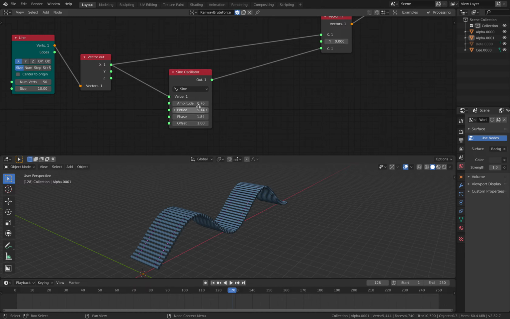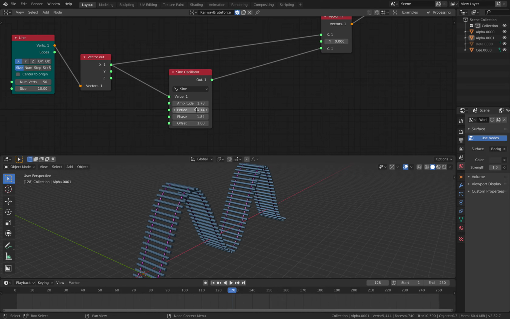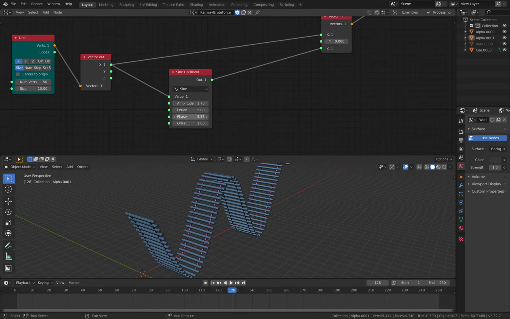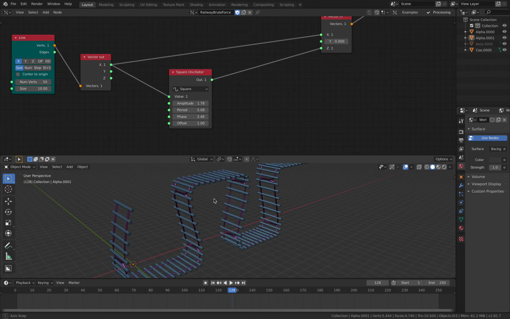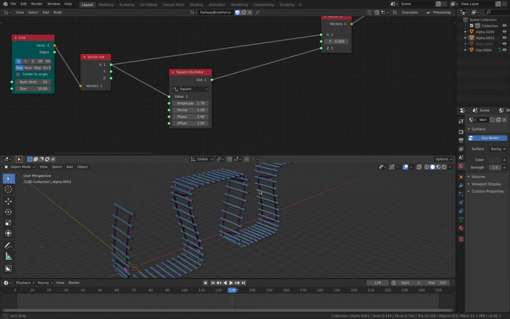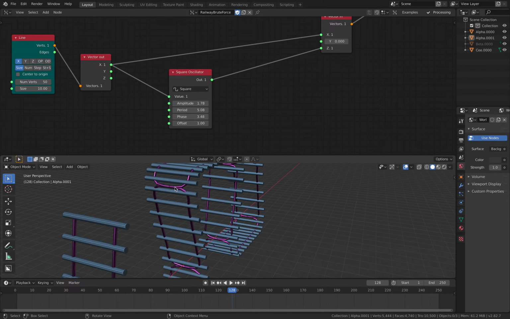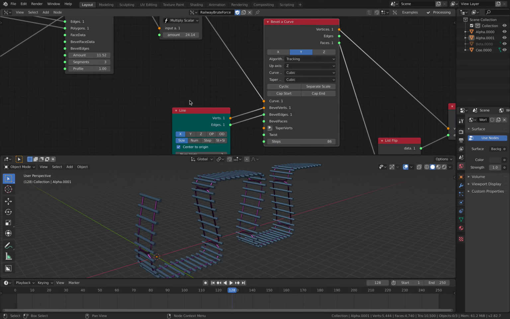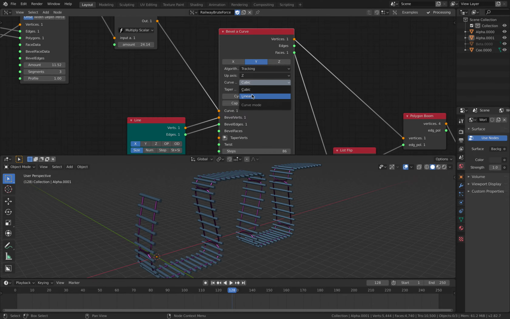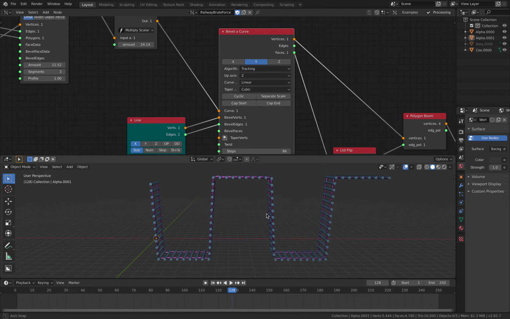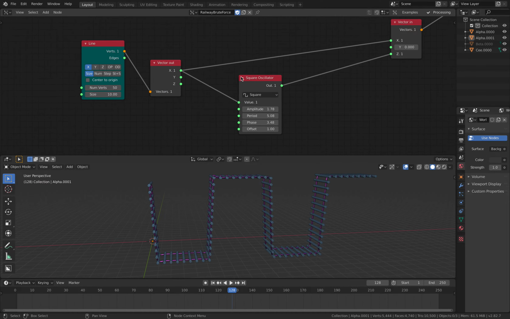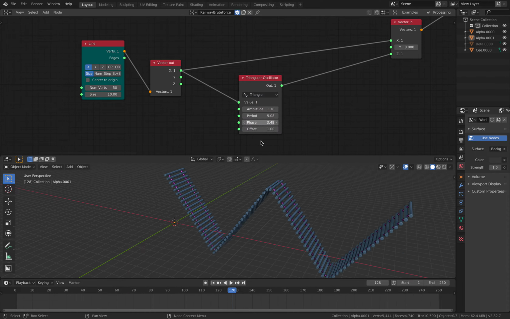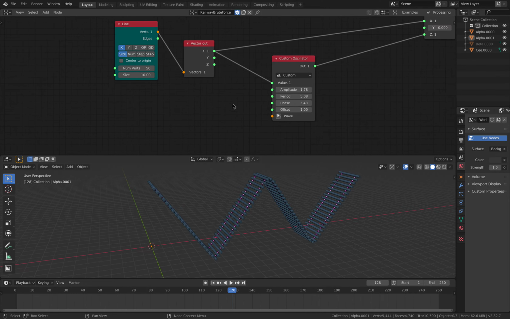So it can be a sine wave. I can control the amplitude, period, phase. Could be a square. You might notice there are some twists happening there. The twist is an interesting one because if I change this to linear, it sort of works. Maybe it should be linear. Sine wave, saw, triangle, custom.